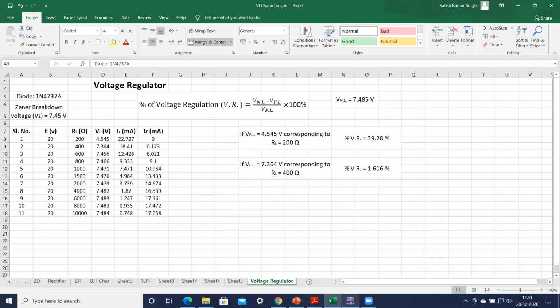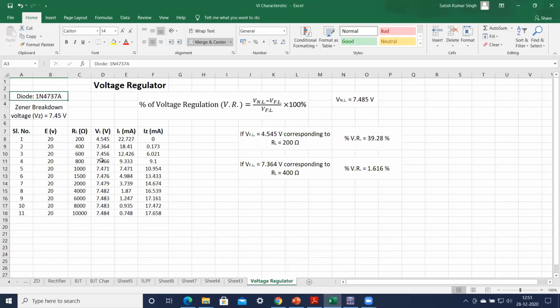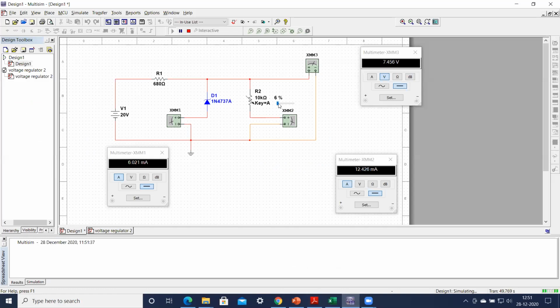Now we can further change the value to 600 ohms. Go to this circuit again, click onto that, and press the right arrow button. It will become 600 ohms. Now you can note down these values into your table: 7.456, 12.426, and 6.021 milliamperes. Again, we have to make it 800 ohms. Click onto that, and then note down the values.